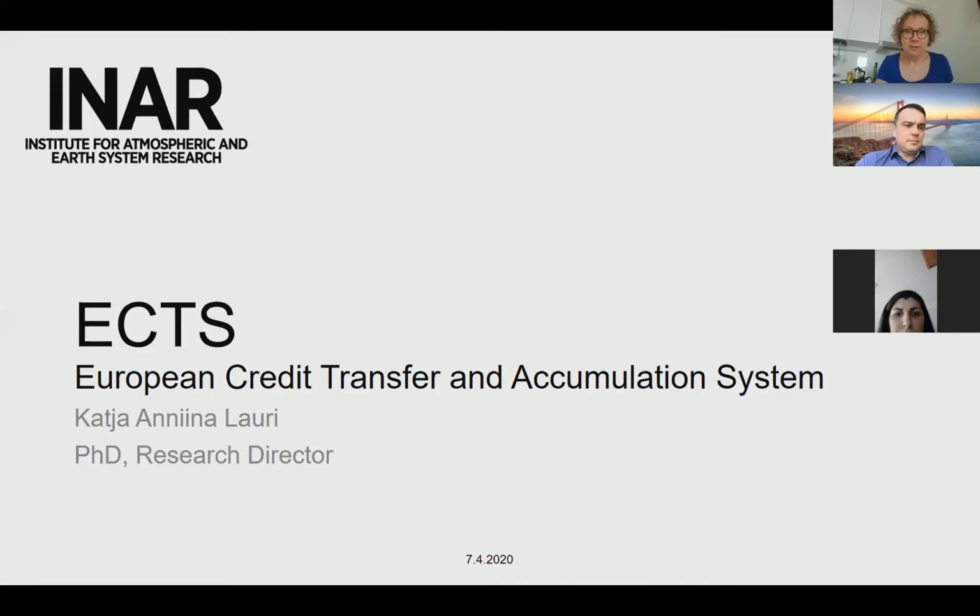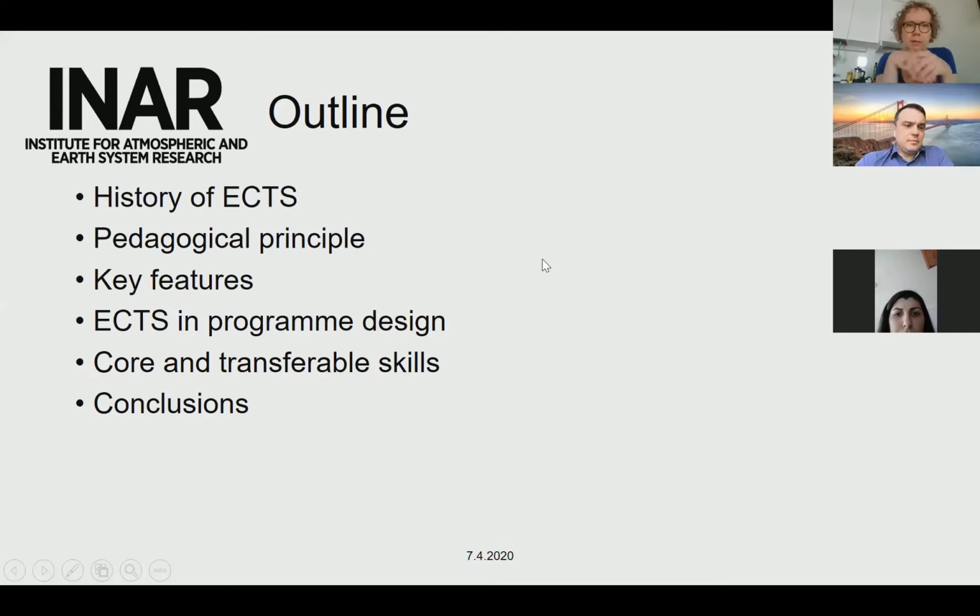I will keep it on a quite basic level, and I believe that many of the things are familiar to you. I will start with the history of ECTS and just mention the simple pedagogical principle behind it. Then I will present the key features, the most important features of the ECTS, and how that can be utilized in designing a program. And in the end, I will talk a bit about core and transferable skills from one perspective. Those are also things that have been mentioned already in earlier presentations.